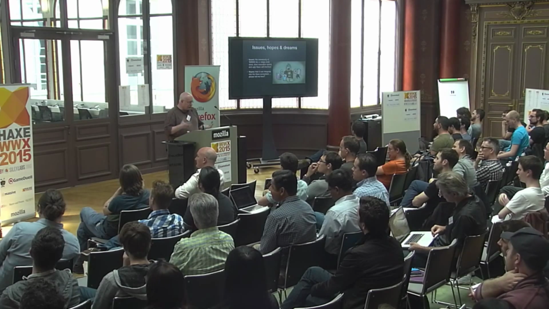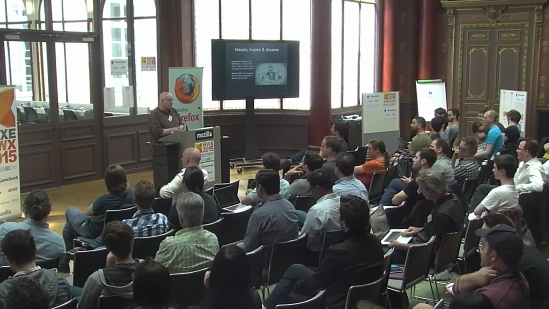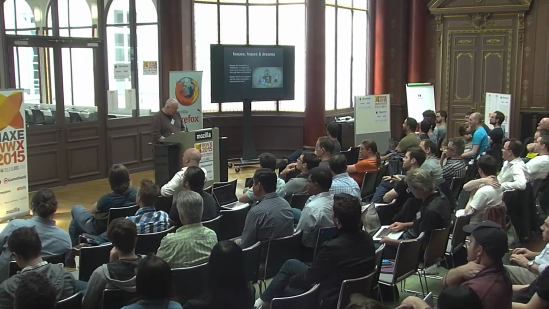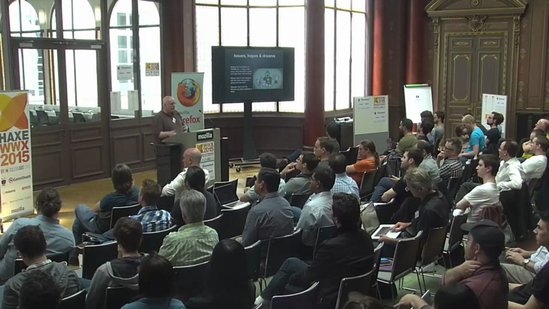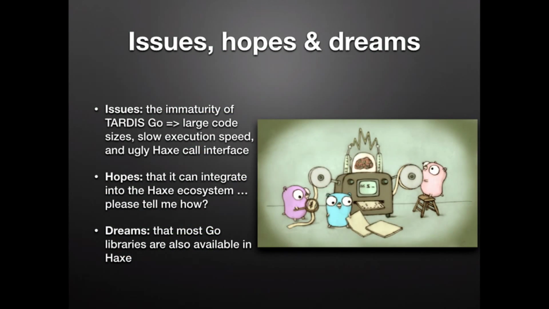I'd like to get it integrated into the Haxe ecosystem somehow, but again, I need some advice on how to do that. And what I'd really like is to be standing here in a year's time saying, the great bulk of the Go libraries that are out there, you can pull into Haxe and use. Okay?